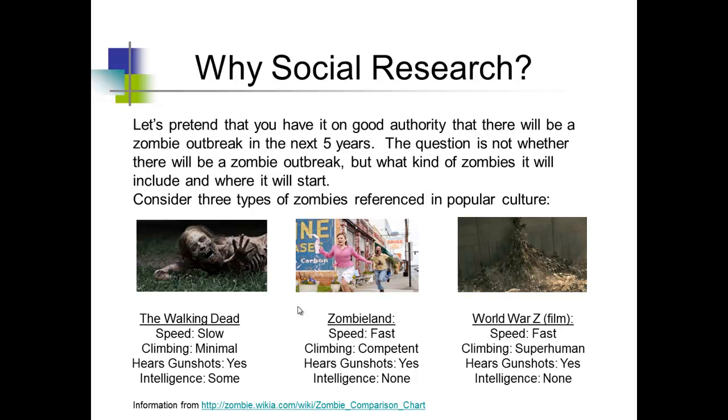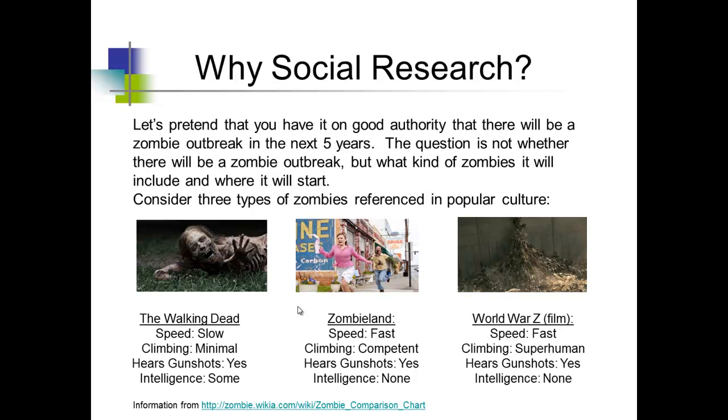So I have presented here 3 types of zombies. There's the zombie from The Walking Dead, the ones from Zombieland, and the ones from the film version of World War Z. As you can see, while there are similarities across types of zombies, there are differences. For example, the Walking Dead zombies tend to be slow and have minimal climbing ability, as opposed to Zombieland zombies, which tend to move faster but also have competent climbing abilities. Compare those both to World War Z zombies, which are incredibly fast with superhuman climbing ability.